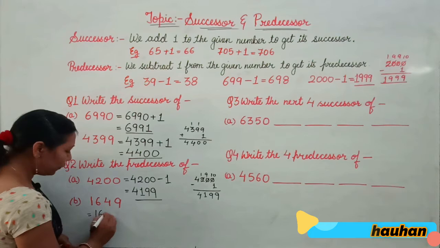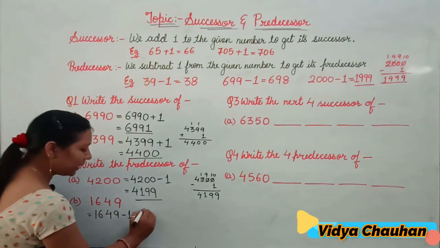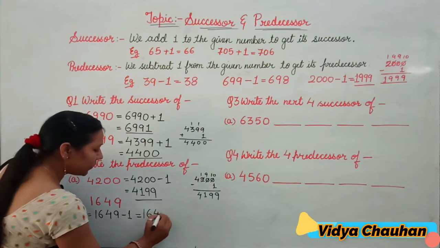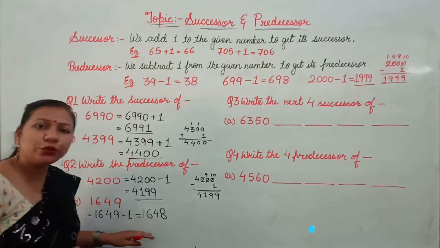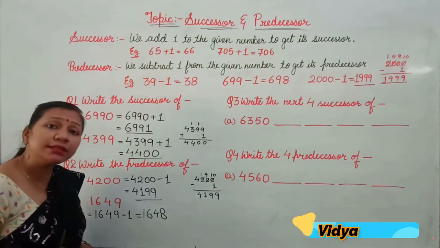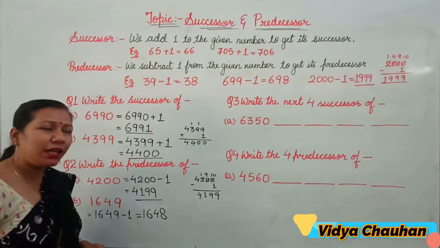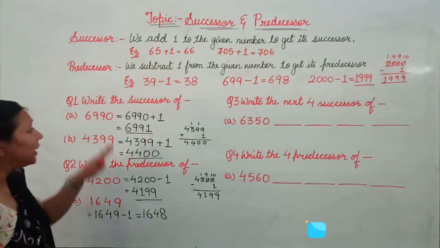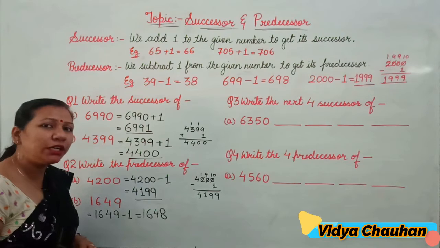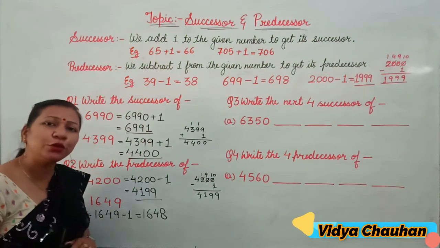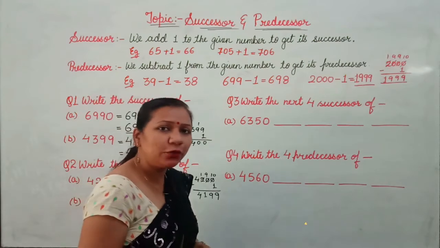Okay. Now finding the predecessor of the second number, 1649. So what will you do? 1649 minus 1, and what you will get is 1648. 9 minus 1 will give 8. So 1648 is the predecessor of the given number 1649. Understood, students? I hope successor and predecessor, both the terms are clear, and how to calculate the successor and predecessor is also clear to all of you. Moving forward with some more questions related to the same.